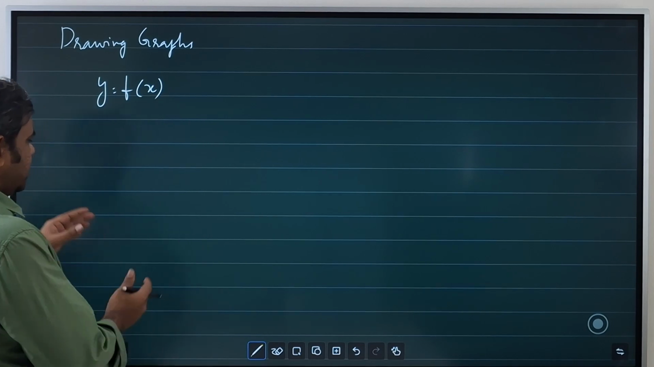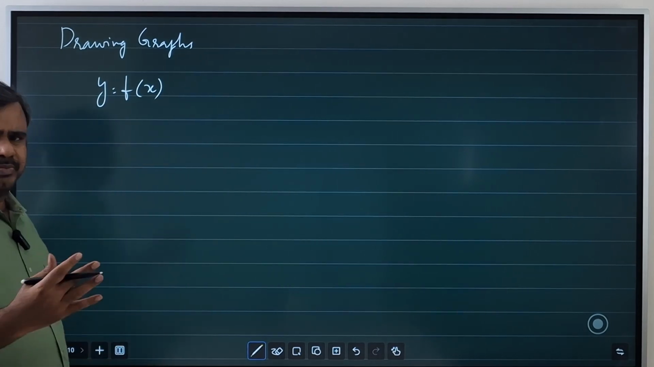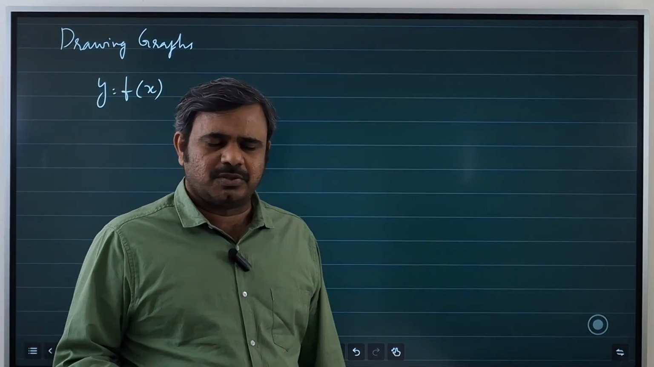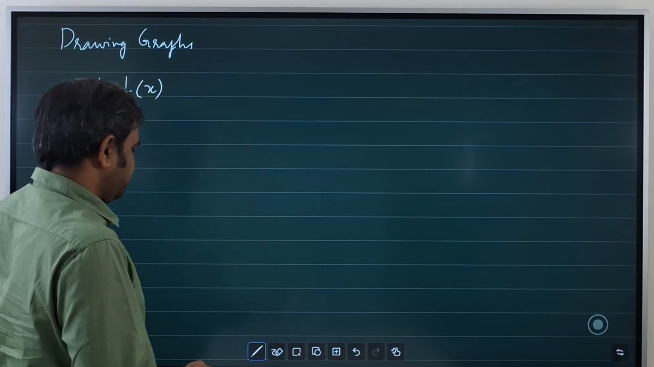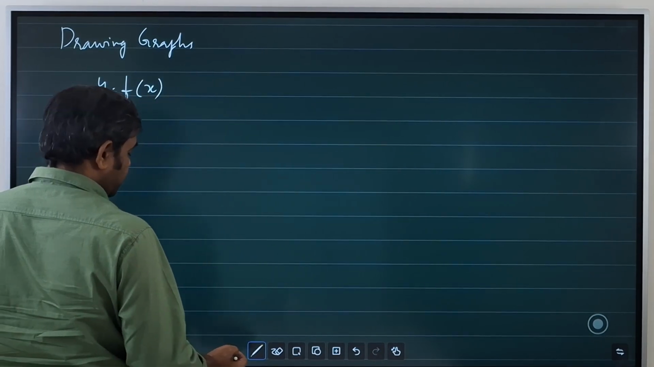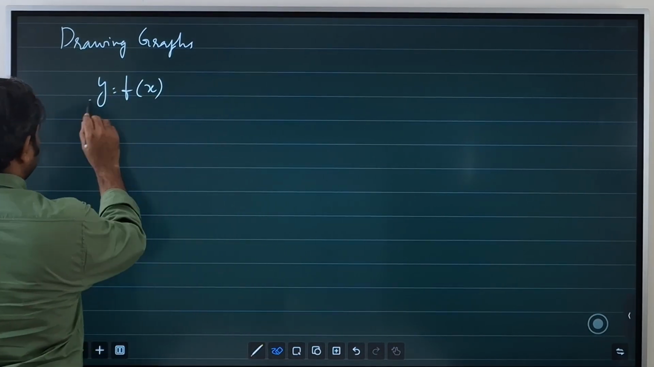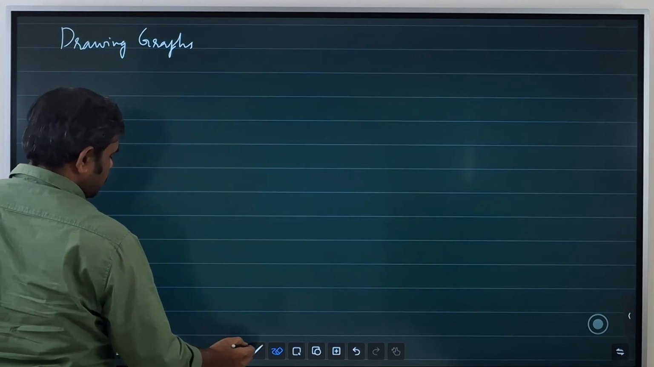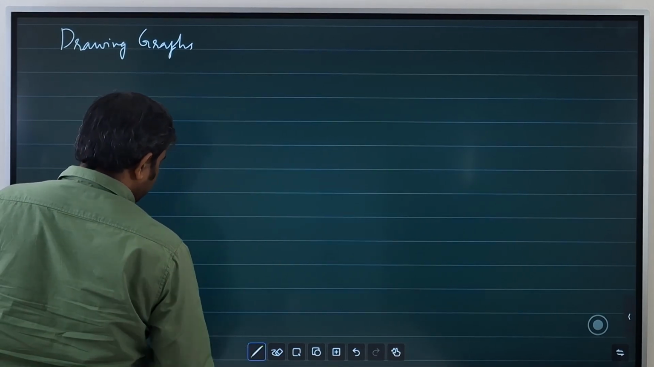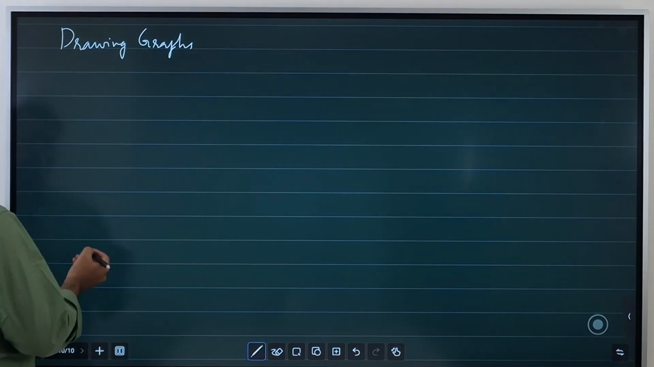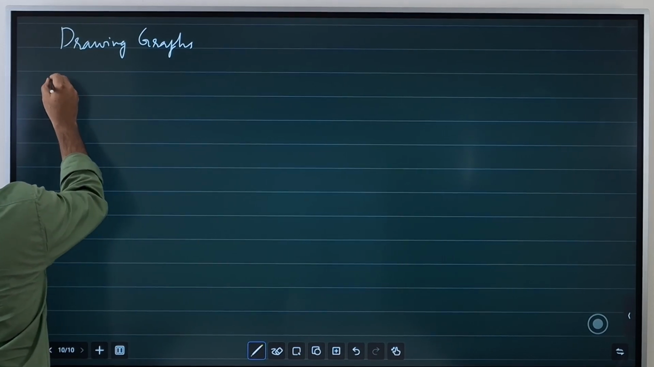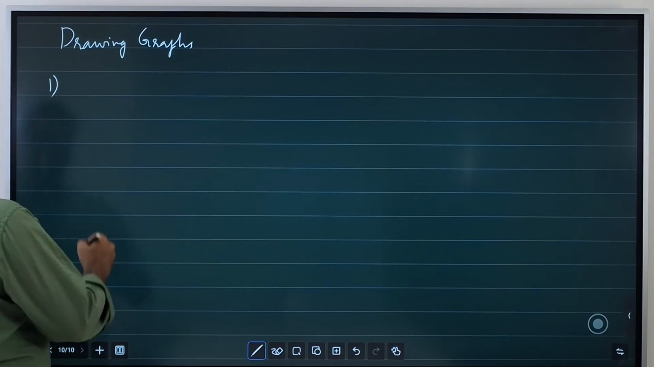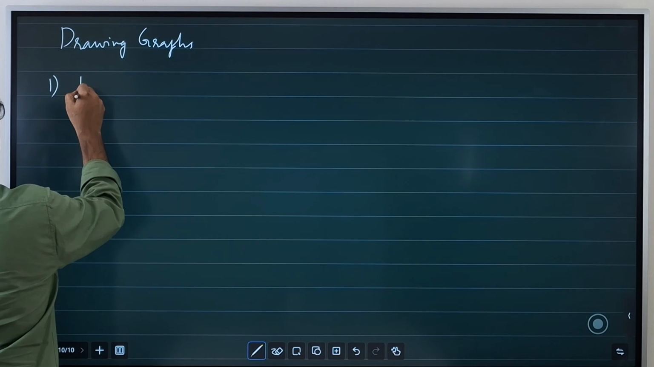So I consolidated that information into some 4 or 5 points here. First I'll write down those points. Before we draw a graph, whenever a function is given, you need to keep these points in mind. So I'll call them checkpoints. The first one is to always find the slope.